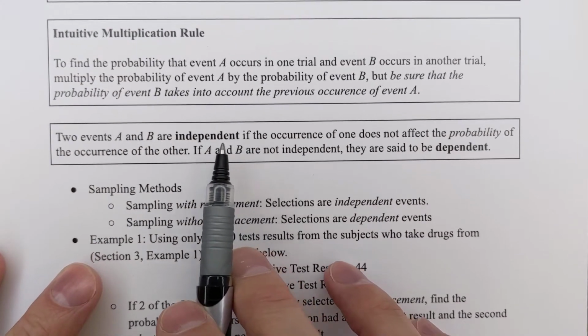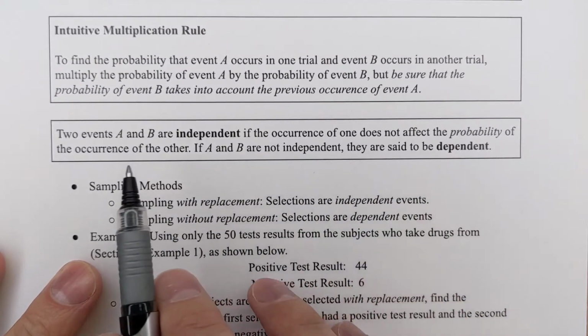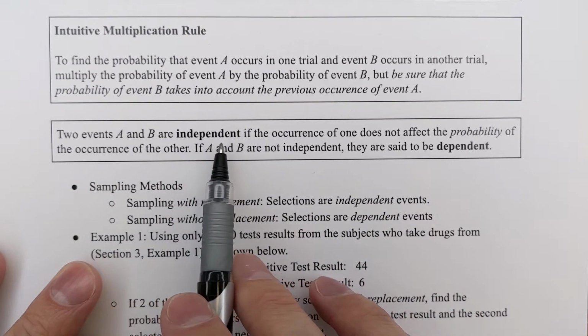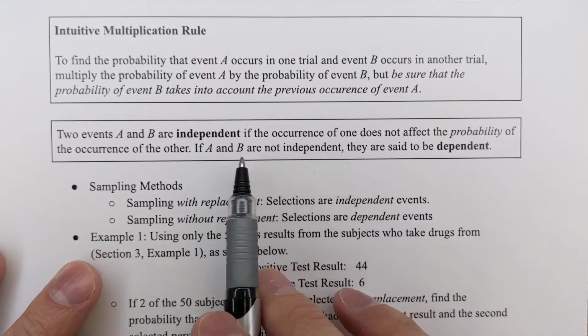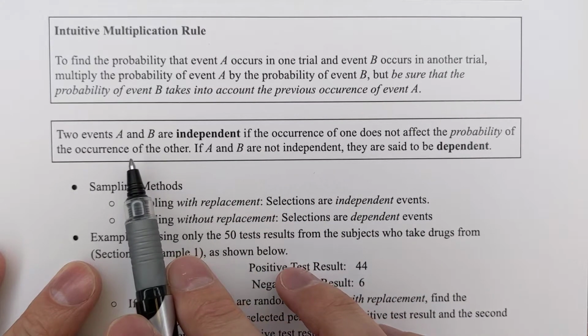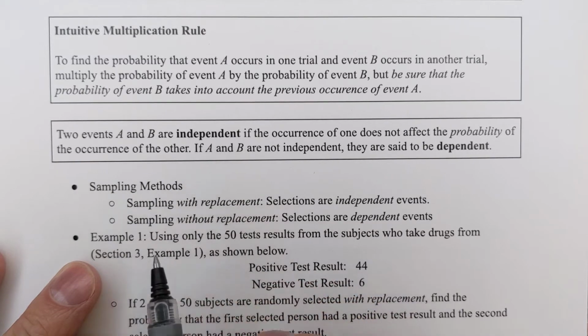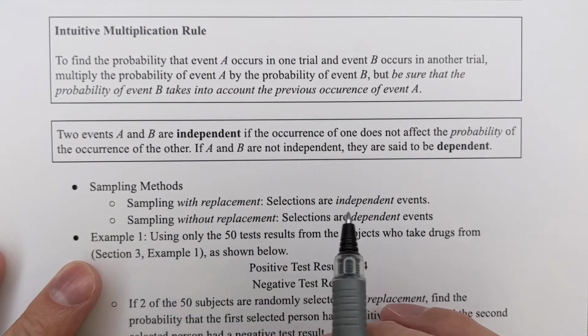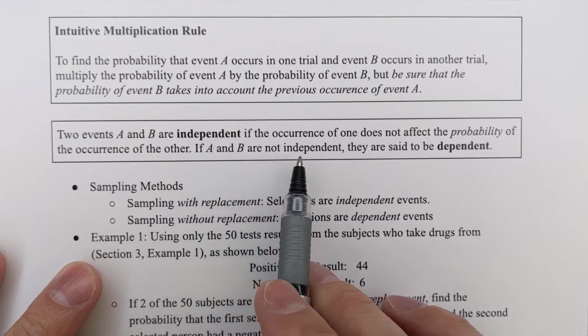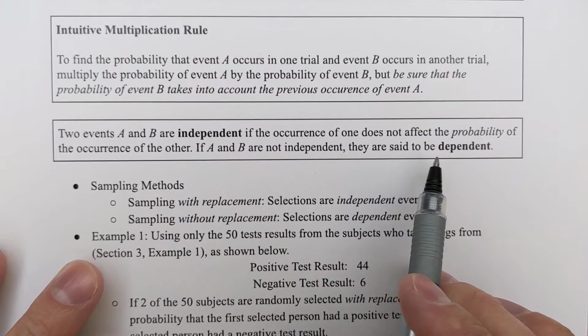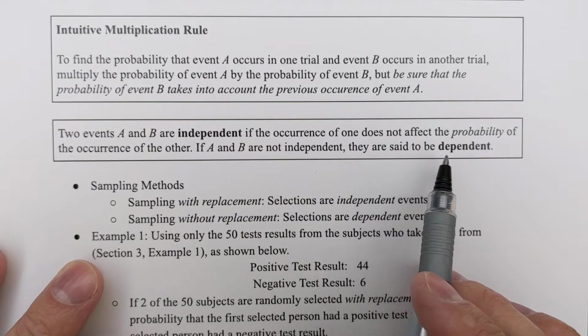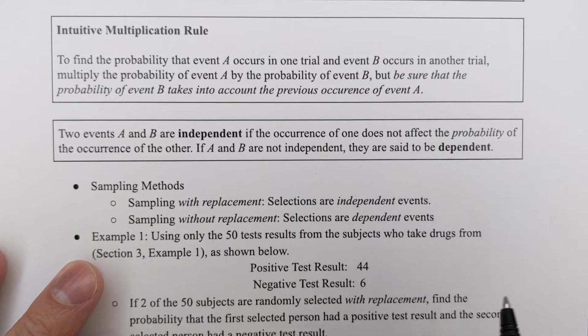That refers to events being independent versus dependent. Two events A and B are independent if the occurrence of one does not affect the probability of the other. Like rolling a die, what you get on one die does not affect what you get on the second. Coin flips are independent. If A and B are not independent, they're said to be dependent, which means that one affects the other. If you're drawing cards from a deck without replacing them, those are dependent events.